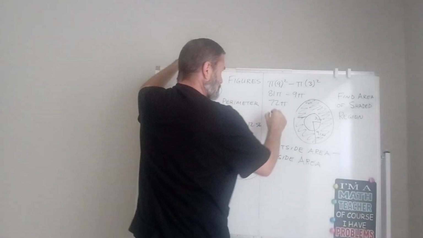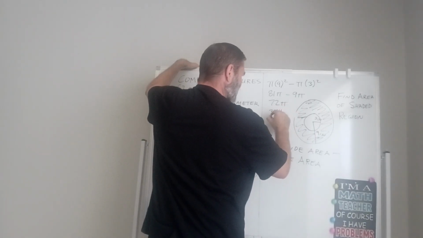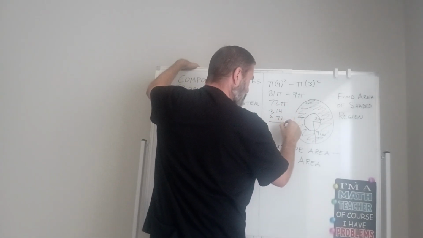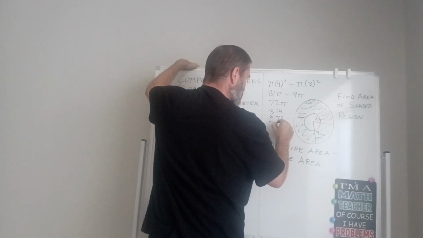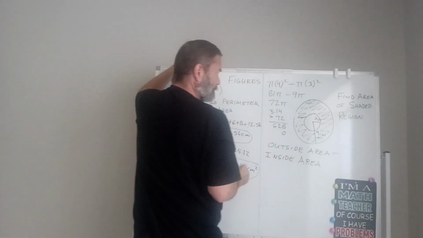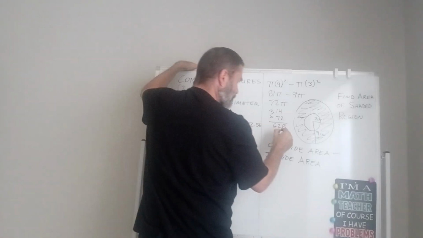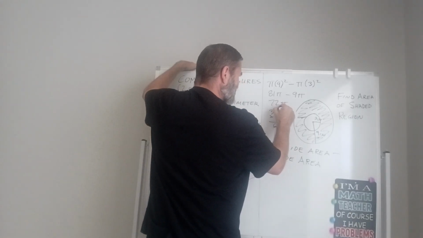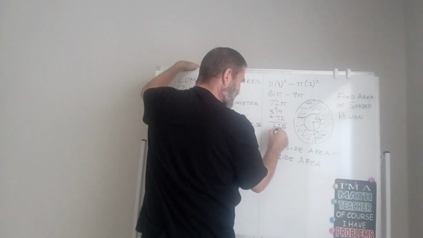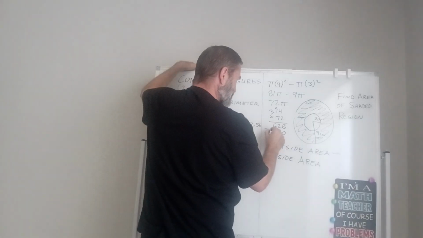But now then we have to do the math. So that's 3.14 times 72. So 2 times 4, 8. 2 times 1, 2. 2 times 3 is 6. Put the 0 because that's a decimal place over. 7 times 4 is 28. Carry the 2. 7 times 1 is 7 plus 2 is 9. And 7 times 3 is 21.